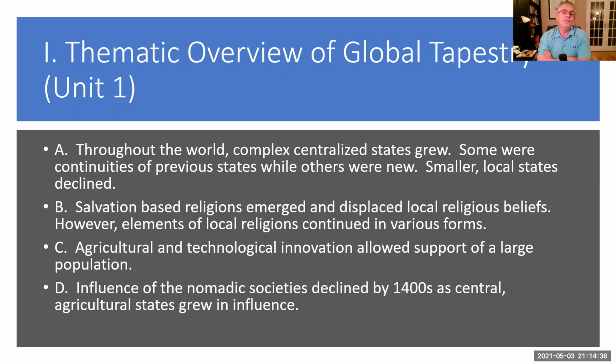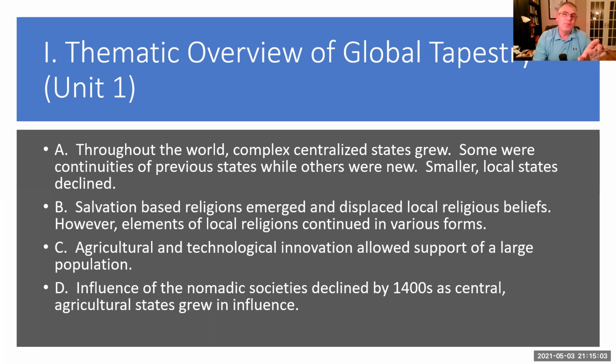Then lastly, the influence of nomadic societies declined by the 1400s as central agricultural states grew in influence. And the idea is that throughout world history, nomadic societies have helped to connect different civilizations and different cultures and allowed for the transfer of religion, transfer of ideas, the transfer of technology, the transfer of diseases, the transfer of crops.